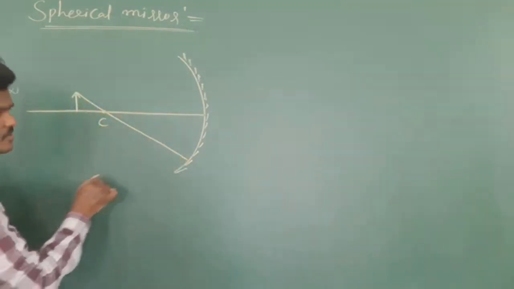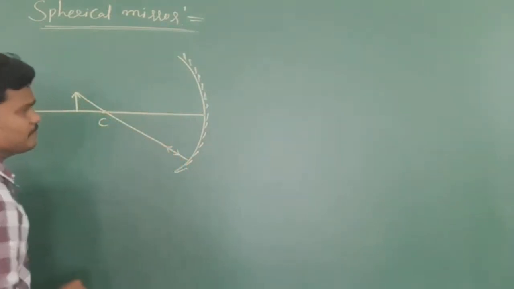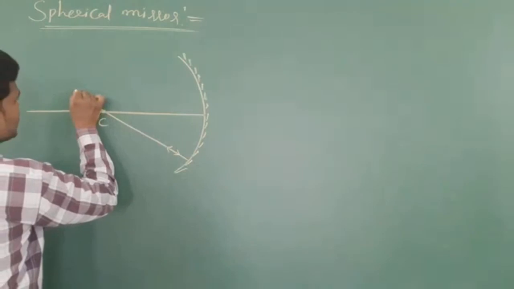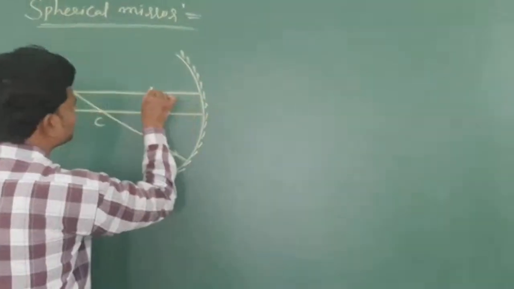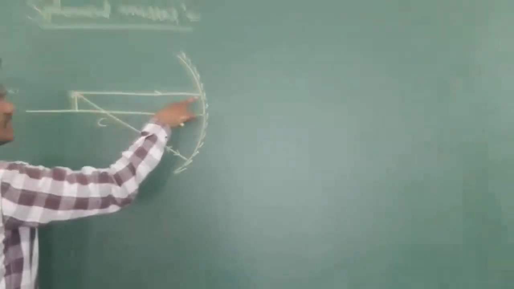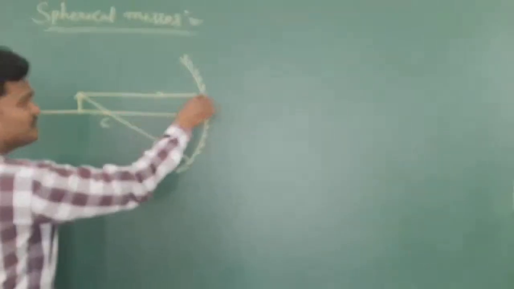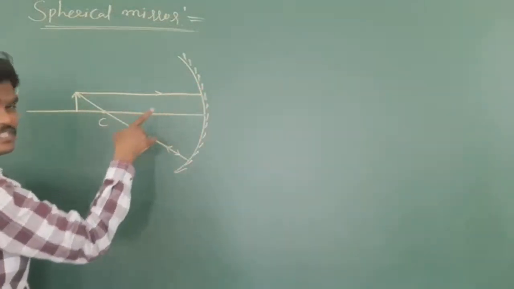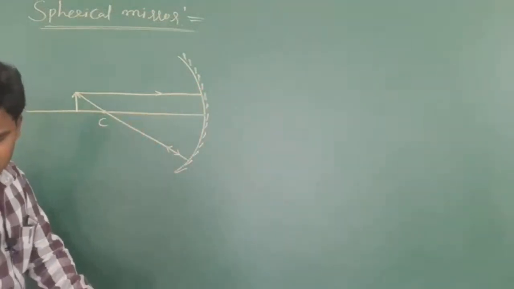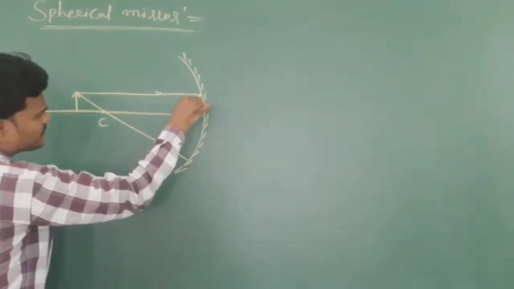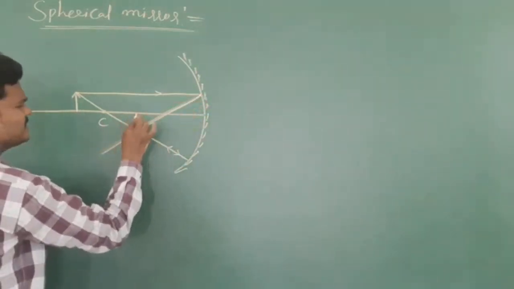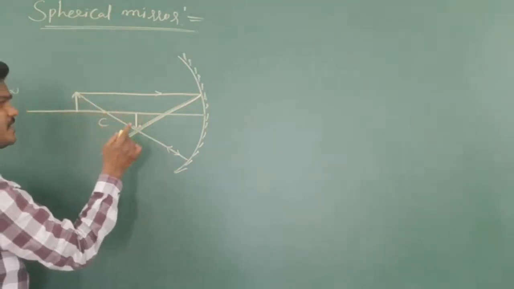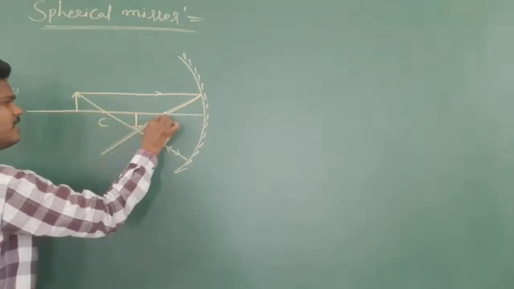Okay, a light ray passing through the center will be reflected back. Now one more light ray passes parallel to the principal axis, and once the parallel beam of light strikes the mirror surface, after reflection it has to focus at the principal focus. So you will get this image. The size is not the same. Don't think the size is the same. The size is different. Now here also you will get a real image.